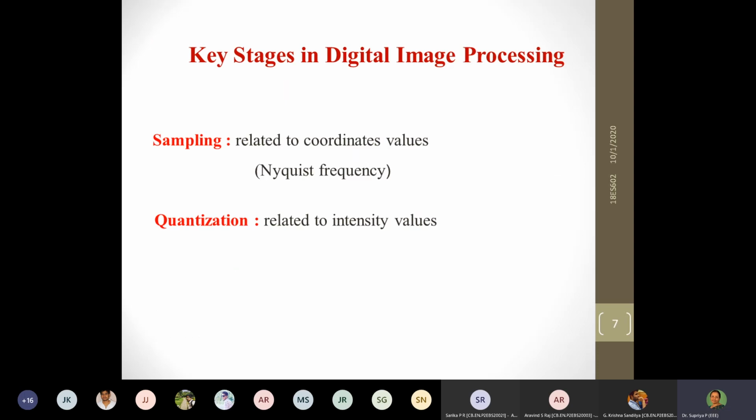Going on to sampling, as before, we have seen it is basically related to the coordinate values. It is somewhat similar to the Nyquist frequency that we have considered in signal processing. And quantization refers to the intensity values. When we say that quantization refers to the intensity values, it tells us how many bits are present or what is the maximum intensity that we can get from a specific image. And considering the three types of images, you know that the best intensity will be got by an RGB image because it could be represented with 24 bits.